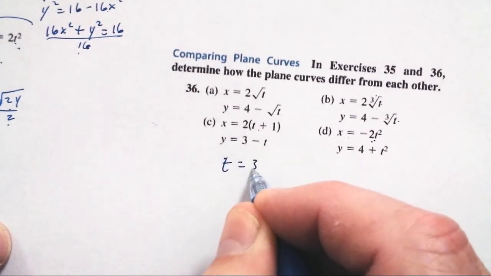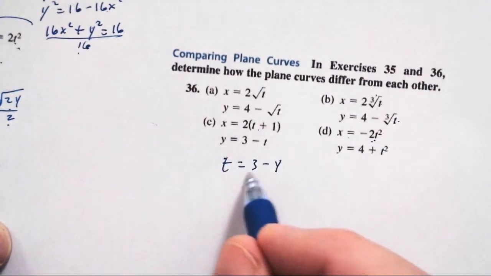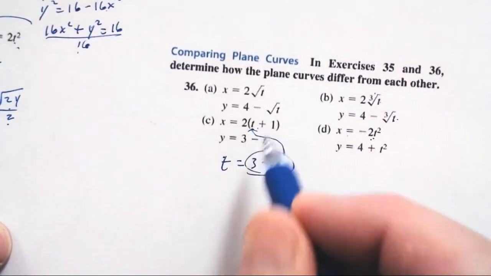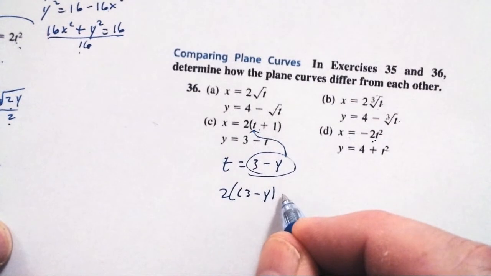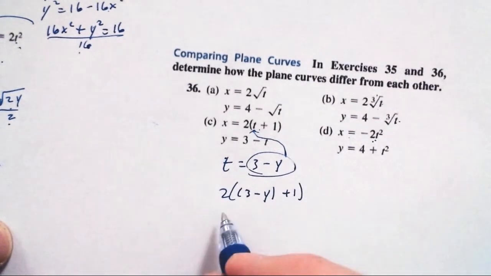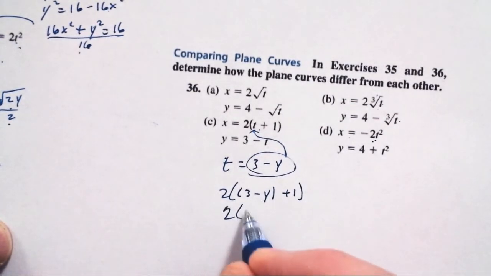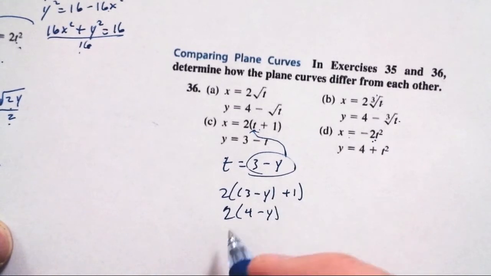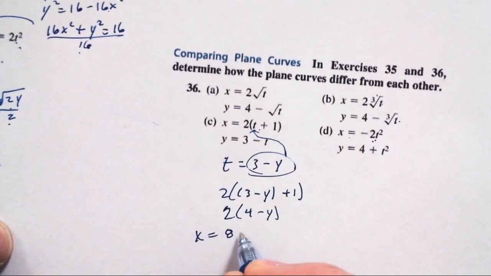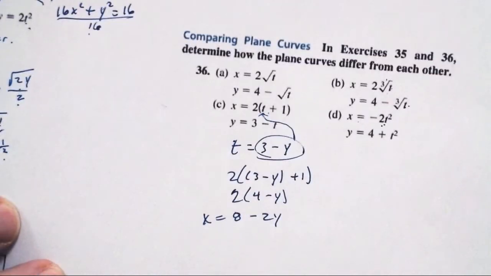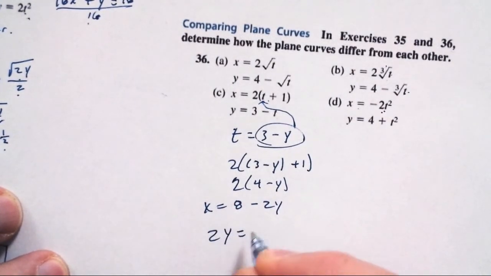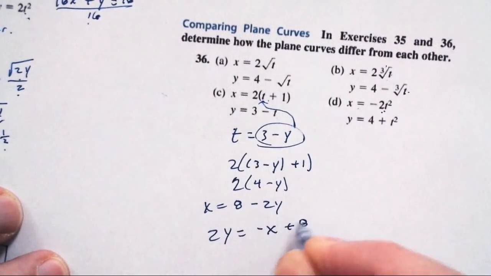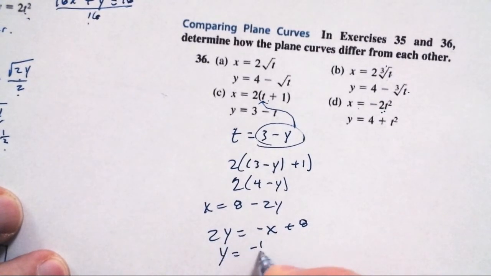So for this one, if y equals 3 minus t, then t equals, add t, subtract y, 3 minus y. And if I put that in here, I get 2 times 3 minus y plus 1. I get 2 times 4 minus y. I get x equals 8 minus 2y. I'm going to solve that for y just for the heck of it. 2y equals, subtract an x, plus 8, and y equals negative 1/2 x plus 4.